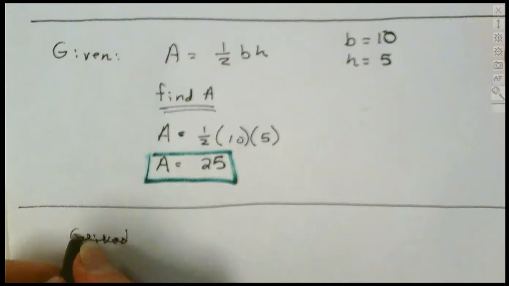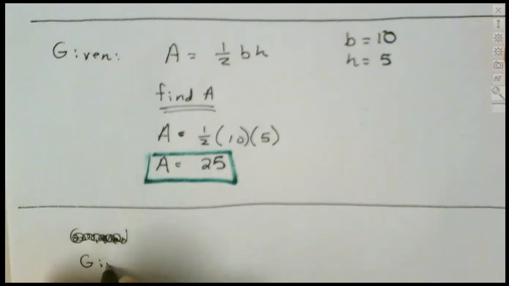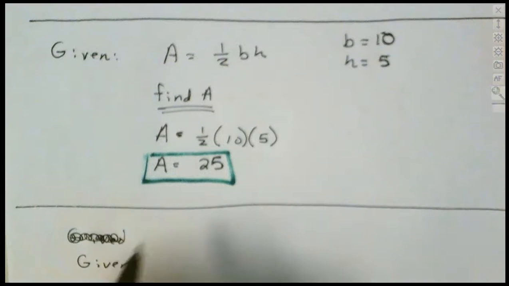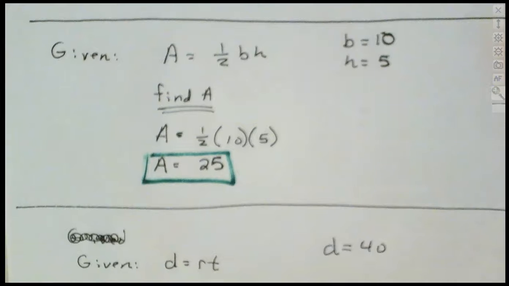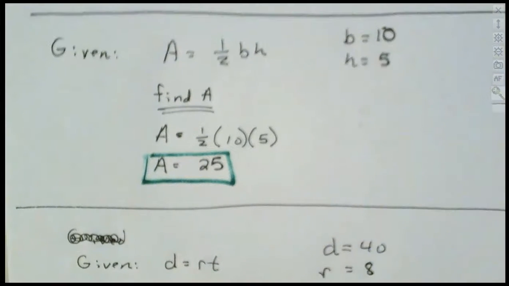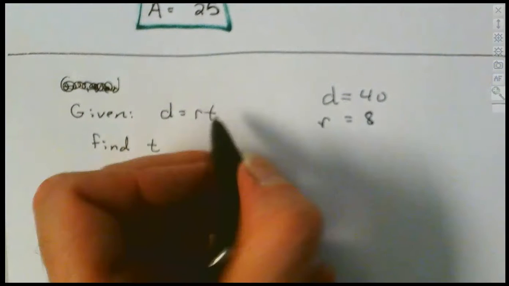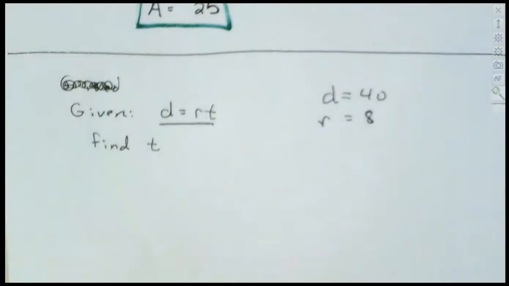So let's try another one here. And let's say we're given a D, a distance, of let's say 40, and R of 8. Okay, so this is what you're going to be given. You're going to be given this formula. And so that's what you're going to be given. Now, I want you to find T. So T is what we don't know.